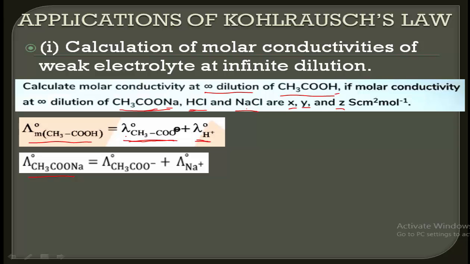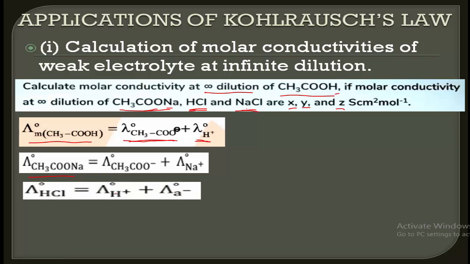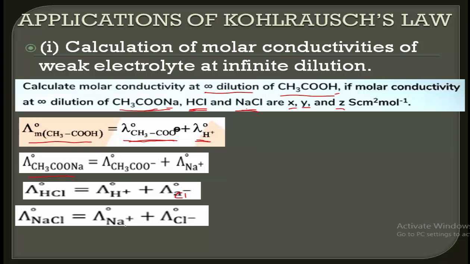Before going to calculate that, first write down the limiting molar conductivities of these three electrolytes. Then limiting molar conductivity of HCl is given as lambda naught H plus plus lambda naught Cl minus. Again it is Cl minus. And similarly for NaCl, it is lambda naught Na plus plus lambda naught Cl minus. So this is how we can calculate the limiting molar conductivities for sodium acetate, HCl and NaCl.